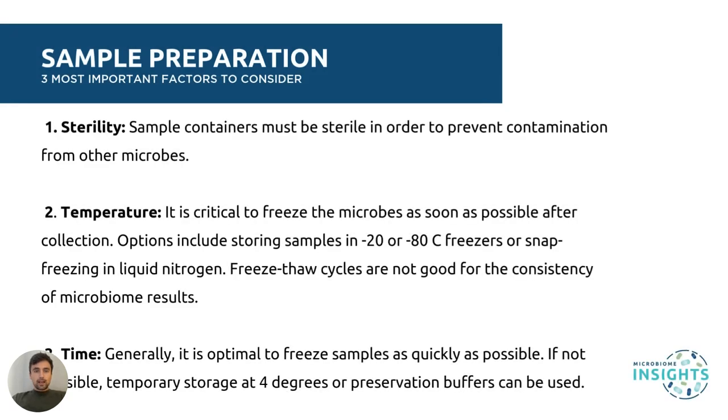Preparing your samples correctly is one of the most crucial steps in shotgun metagenomic sequencing. Let's go over 3 critical factors to ensure the accuracy of your study. Firstly, sterility. Sample containers must be sterile to avoid contamination from external microorganisms. This is especially important in samples with low microbial biomass, such as swabs or tissue samples. In such cases, it's also important to collect sampling controls so that you can correct your analysis for environmental microbes that are present in the sample.